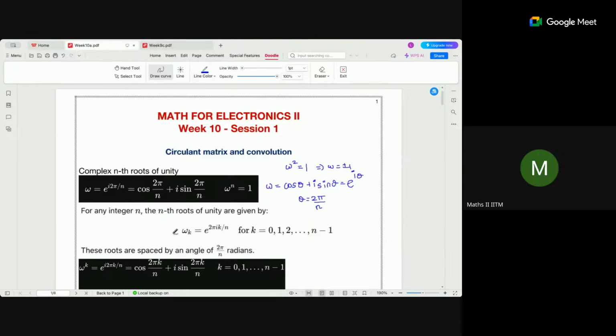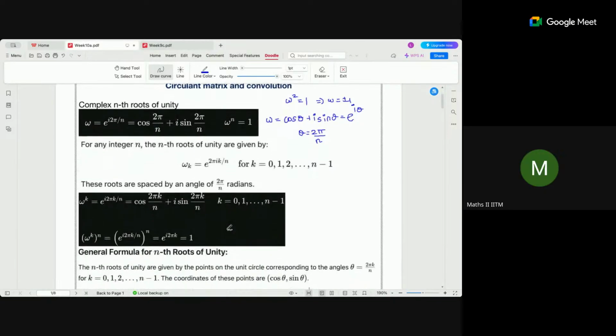One thing you see is that for any integer n, the nth roots of unity are given as follows. For omega square equal to 1, we had two roots, plus 1 and minus 1. In the same way, omega power 3 equal to 1 will have three roots. Like that, omega power n equal to 1 will have n roots, and k varies from 0 to n minus 1. These n roots lie on the unit circle, and the angle between consecutive roots is 2 pi by n.